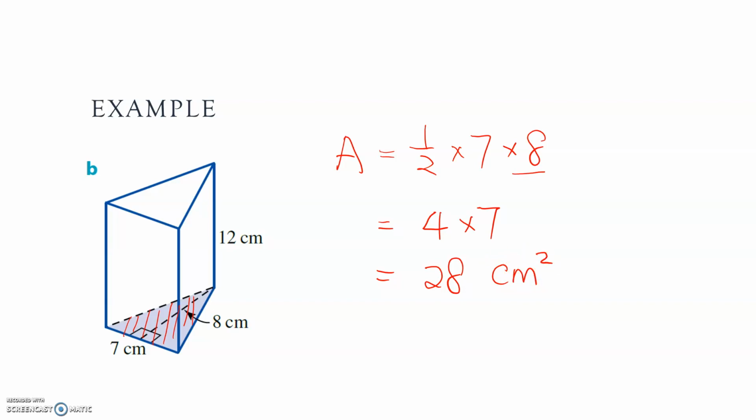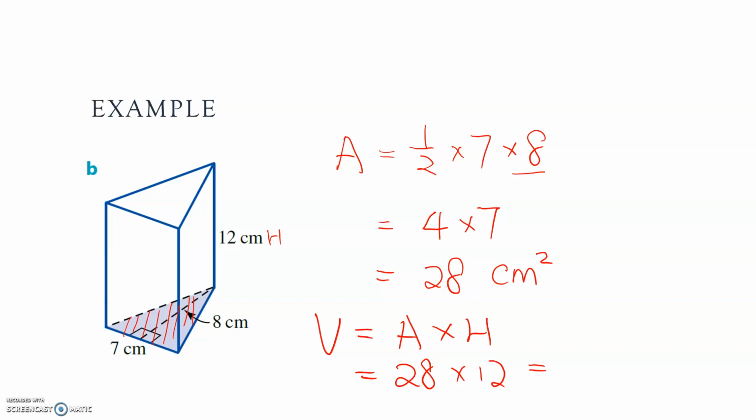Okay, now we can figure out the volume by using the area times the height. The area we just figured out, that is 28. And the height, according to the image, that is our height here. So the height is 12. If you do have a calculator, you can plug these numbers into the calculator and you'll be able to see the result.